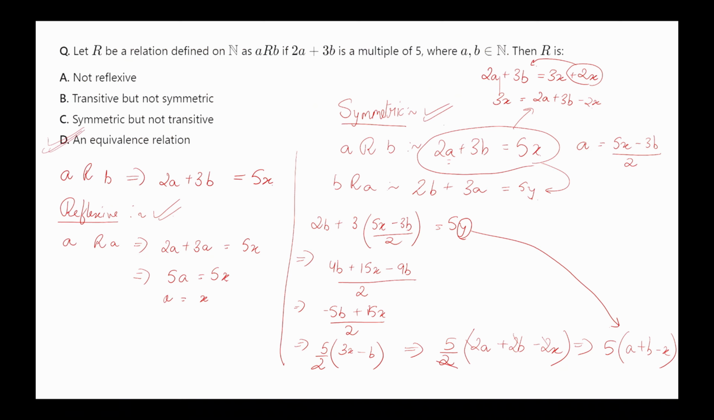So I hope you must have understood. I'll just repeat the flow of this question once again. First of all, we check whether our relation is reflexive or not. We put a and b both similar. It came out to be a multiple of 5. So it is a reflexive relation.